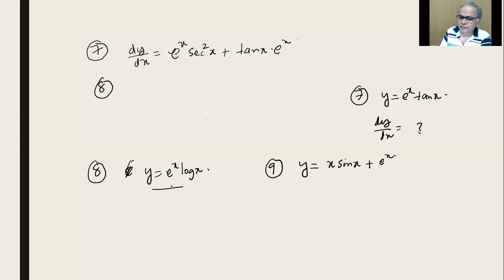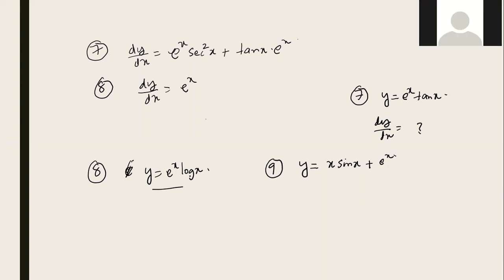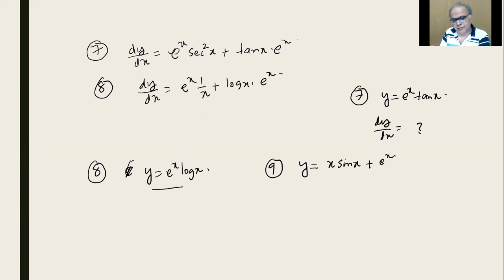8. e power x into 1 by x plus log x. Just a minute, let me write dy by dx first. dy by dx equals e power x into the derivative of log x, 1 by x, plus log x into the derivative of e power x, e power x. That's all.